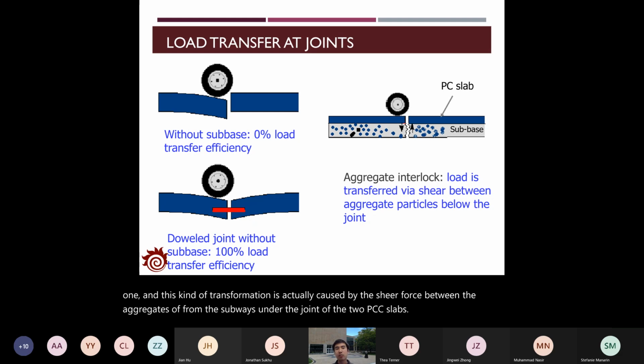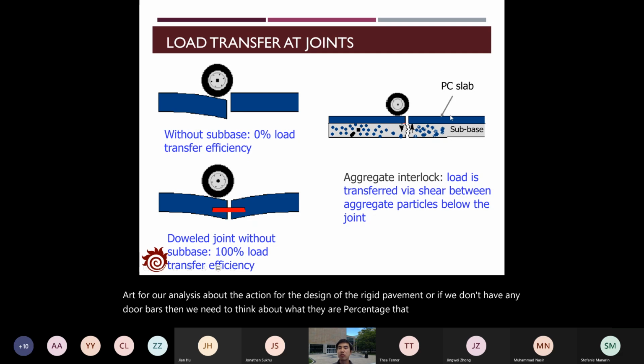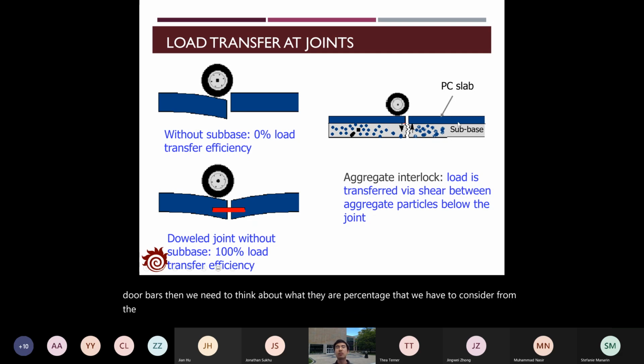For our analysis of the design of the rigid pavement, if we don't have any dowel bars, then we need to think about what percentage we have to consider from the subbase to identify the thickness of the PCC slab.